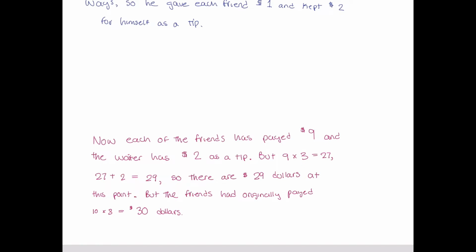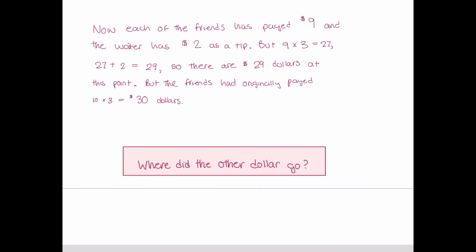So 9 times 3, the $27 the friends paid, plus the $2 the waiter has is $29. So now there's $29 at this point of the story. But the friends had originally paid a total of $30. So where did the missing dollar go?